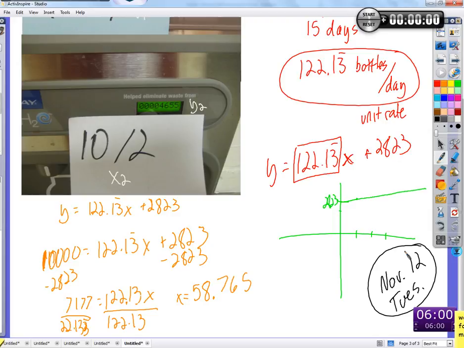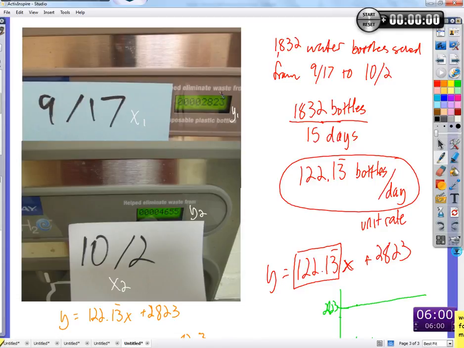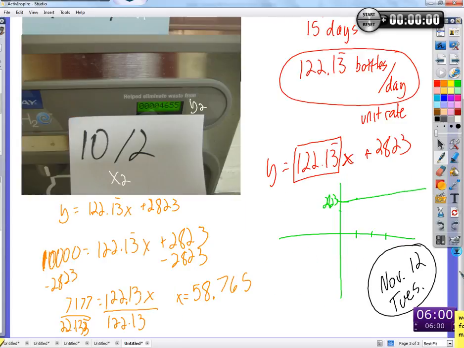But what we did is we took two data points and got a couple of things out of it. First, we got the slope, and we also assumed this to be our y-intercept. If we had the slope and the y-intercept, it would be a pretty easy day. Let me go back to my question. Instead of using 122.13, but never being able to write enough threes, can we be more exact in the slope that we use? Where did that 122 come from? It was a fraction. What fraction was it to start with?